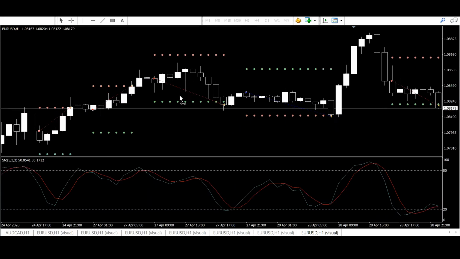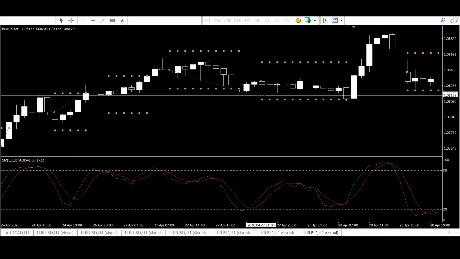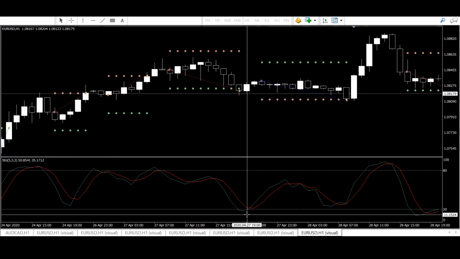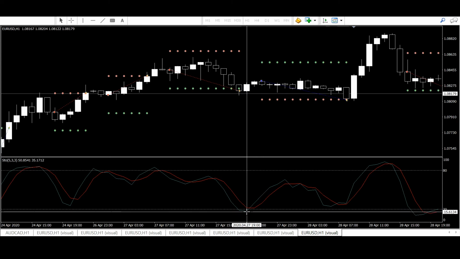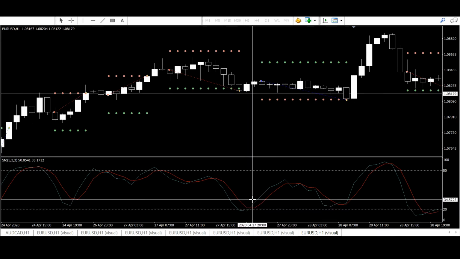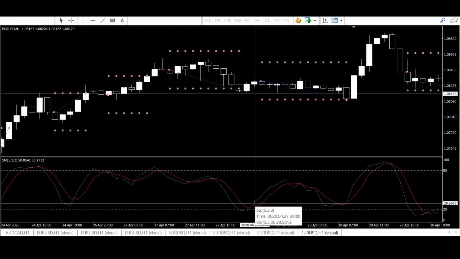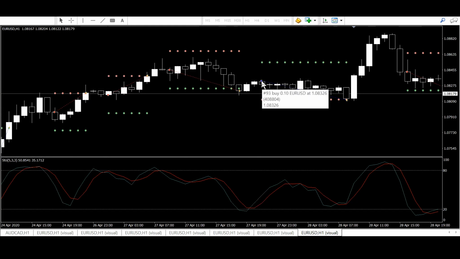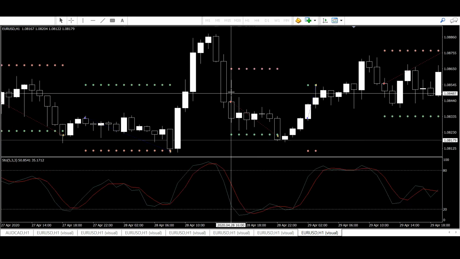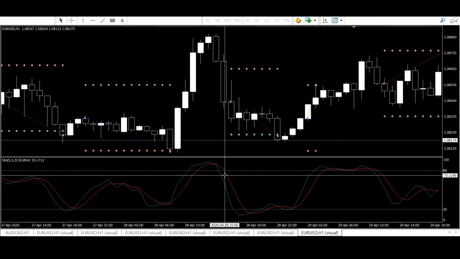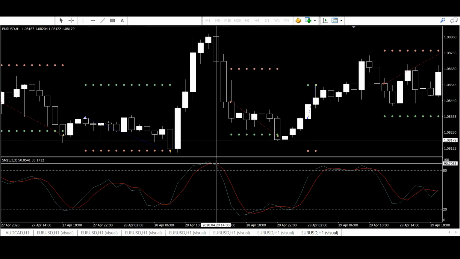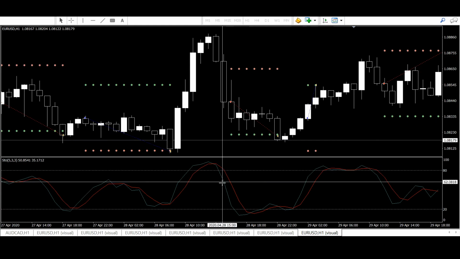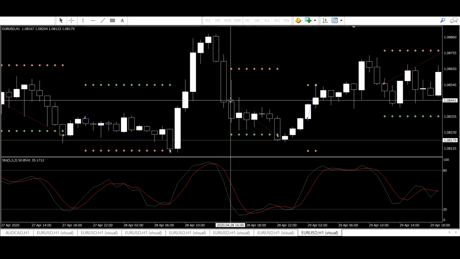And now we see here a buy trade was opened here. You see here the blue line was below 20. Here the blue line was above 20, and at the end of this candle the buy trade was opened, and here you see a sell trade. The blue line was above 80, and here the blue line was below 80, and here the sell trade was opened.